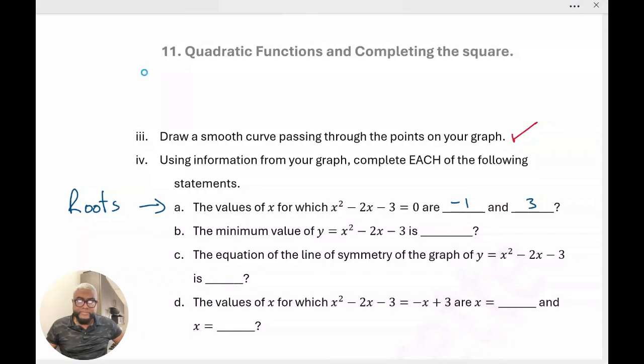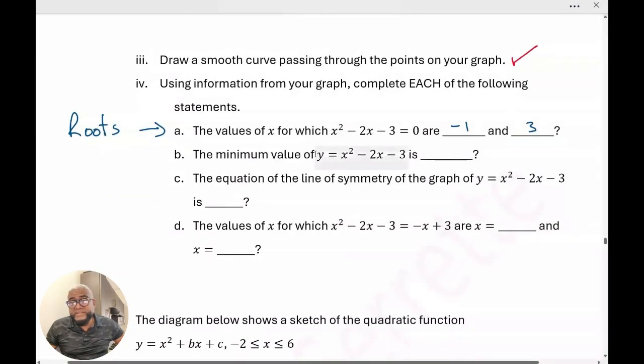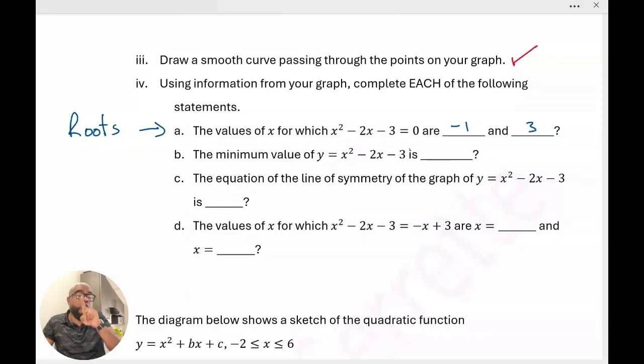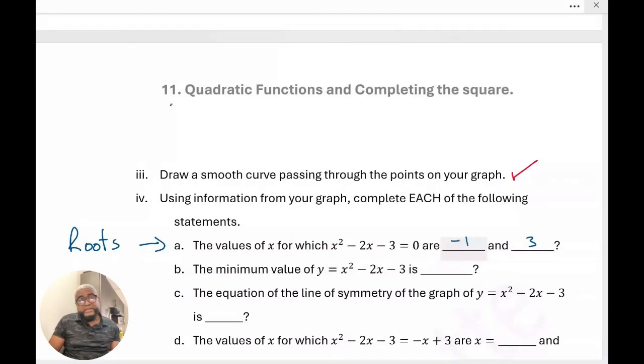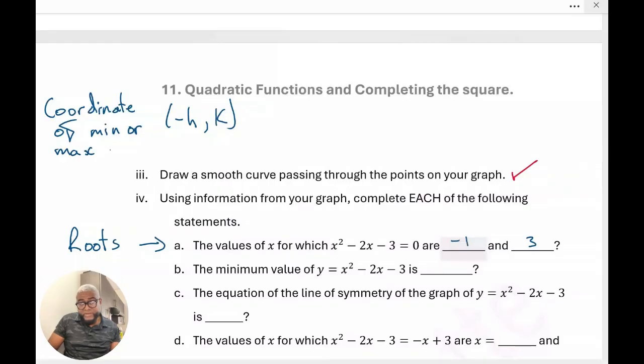Right. The minimum value of this quadratic is the value of what? Check your notes. The minimum value is the value of k. It is the value of k. The minimum value is the value of k, but the coordinates of the minimum point are given by what? Negative h, comma, k. This is the coordinates of the minimum or maximum point. And as I keep saying minimum, but it's minimum or maximum point, right?